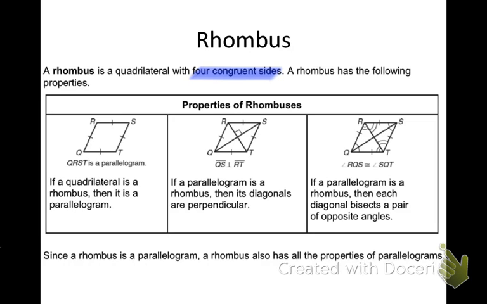I would say rhombi. Anyways, a rhombus has the following properties. So if a quadrilateral is a rhombus and is a parallelogram, that is true. Again, all of these still have all the properties of parallelograms. These are just additional properties that you can add. In a rhombus, the diagonals are perpendicular.